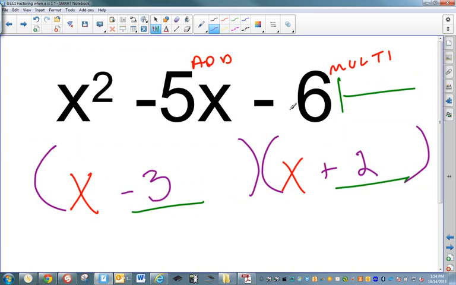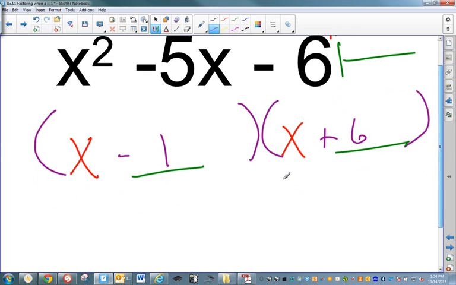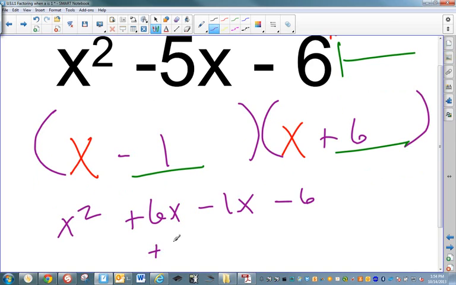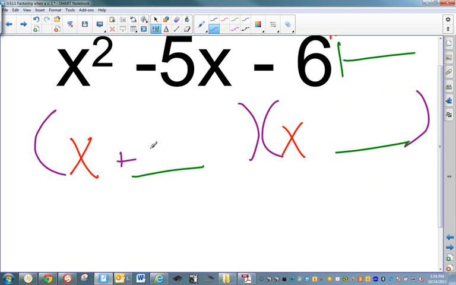So what you're doing here is you're guessing and checking. So maybe you try negative 1 and positive 6. You're like, well, that gives me a negative 6 when I multiply. So then you did x times x is x squared plus 6x minus 1x minus 6. You got a positive 5x. You wanted a negative 5x. So all you have to do is just switch it out. It's going to end up being a positive 1 and a negative 6.